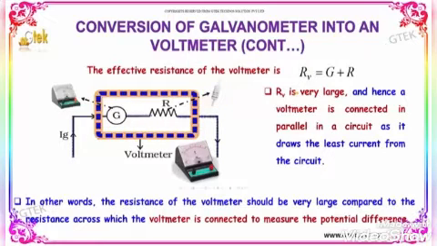Rv is very large and hence a voltmeter is connected in parallel in a circuit as it draws the least current from the circuit. In other words, the resistance of the voltmeter should be very large compared to the resistance across which the voltmeter is connected to measure the potential difference.